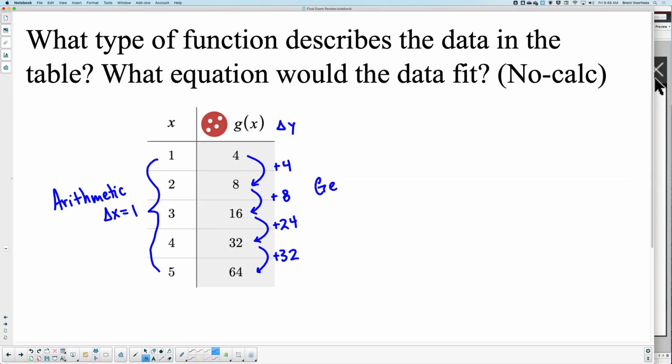So if this is geometric, oh, I'm going to switch colors. If it's geometric, then we have to find the base. How do you find the base? There you go. Change of y2 over change of y1. What is change of y2? And you divide that by 4. What's 8 divided by 4? The base is 2. Wait, mister, I thought 16 to 32 was 16. 16 to 32 is 16.